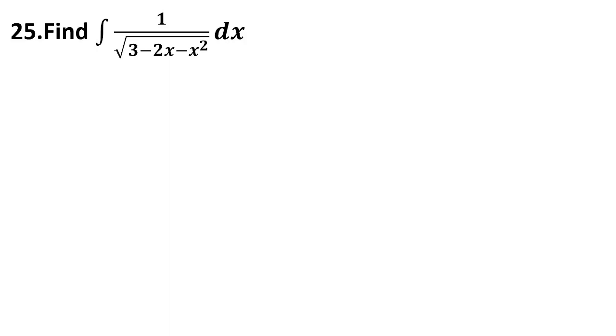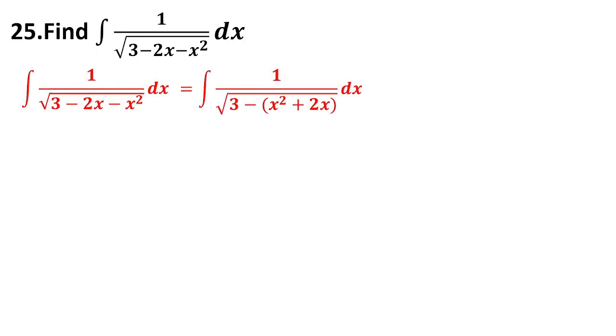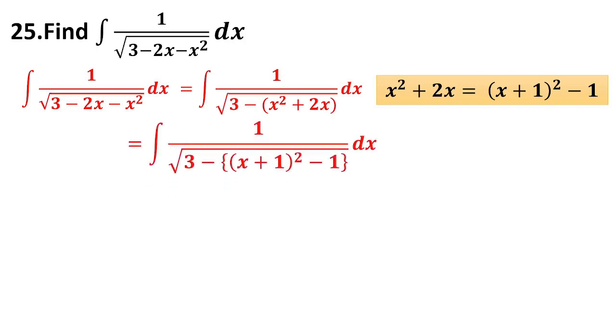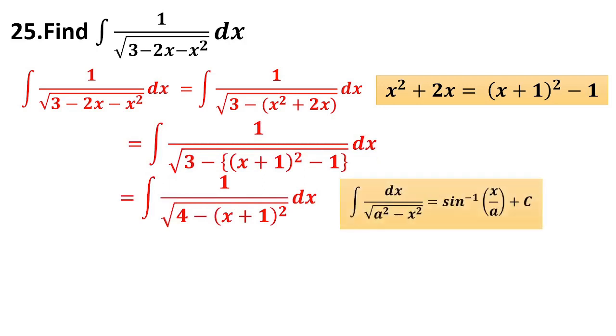We have to evaluate this integral. 1 upon root 3 minus 2x minus x square. This x square is having a negative coefficient. Don't take it out. Take it inside the square root. X square plus 2x can be written as x plus 1 the whole square minus 1. And therefore, 3 minus 2x minus x square comes out 4 minus x plus 1 the whole square.